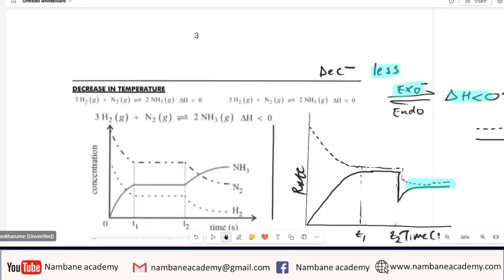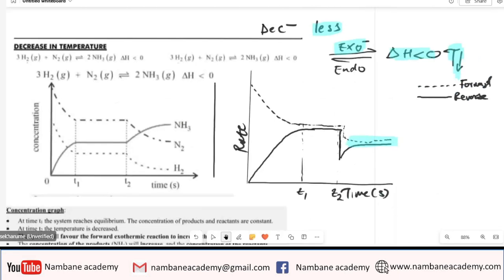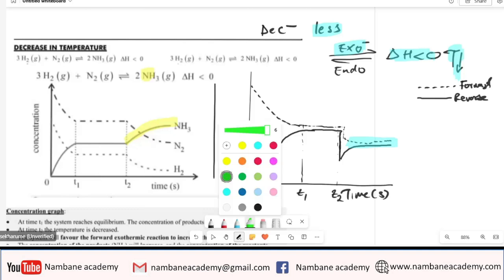So for this one, the concentration versus time graph, I'm decreasing the temperature. I'm going to favor the forward reaction, which is the ammonia. So the ammonia will be favored. Look at the ammonia on the graph, it is an increase. What about the reverse reaction? We're expecting to see a decrease for the reverse reaction, so a decrease for nitrogen and a decrease for hydrogen.